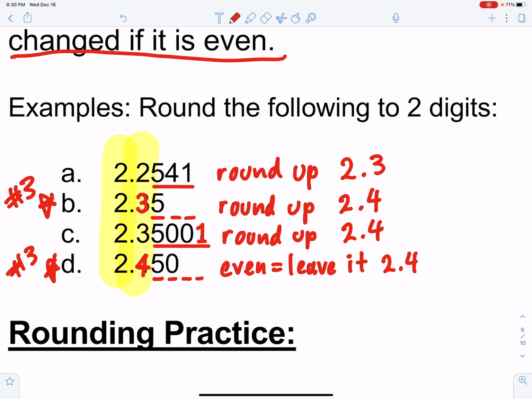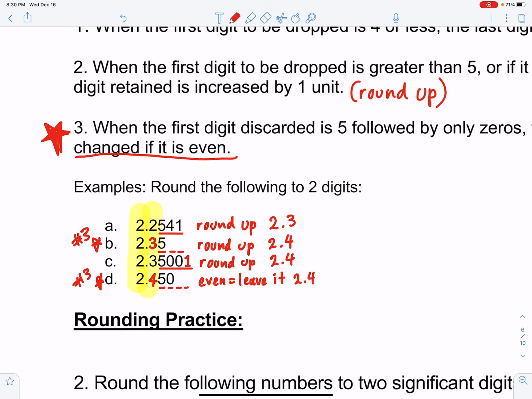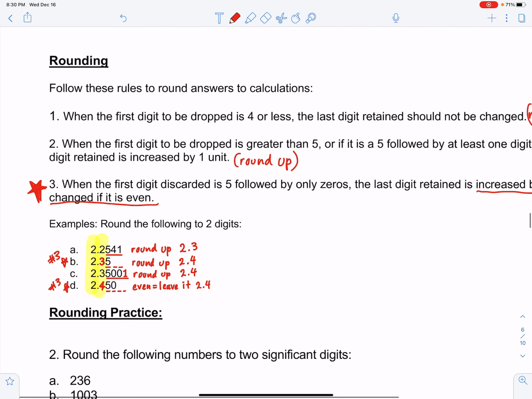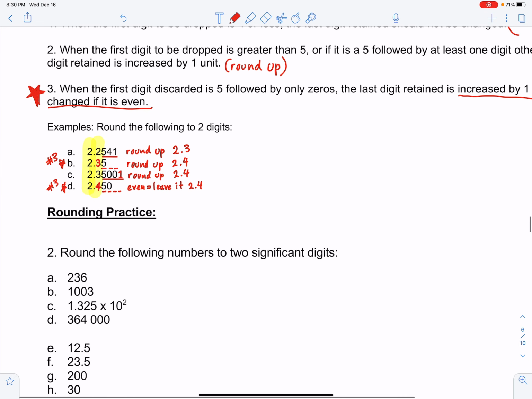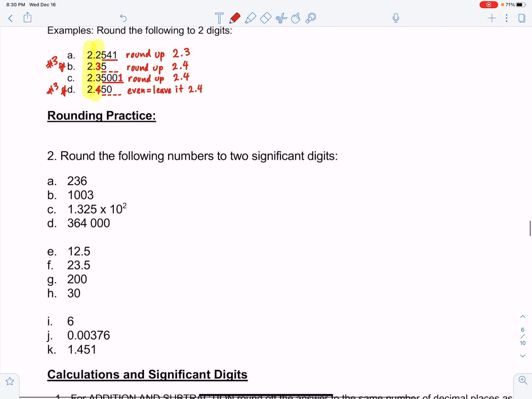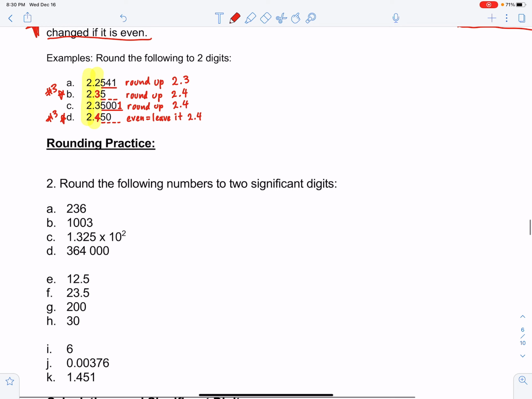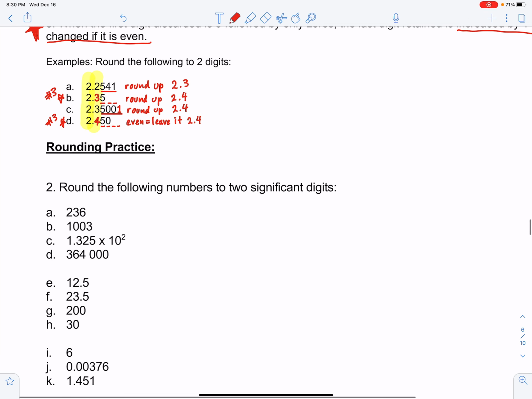Now I know this might be a little bit confusing right now, but I promise you we'll practice it often throughout the course, so it will become easier to do as we do more and more practice. So when you're done, you can do these rounding practice questions as well. And then come back and we'll try the final section in Math for Physics.